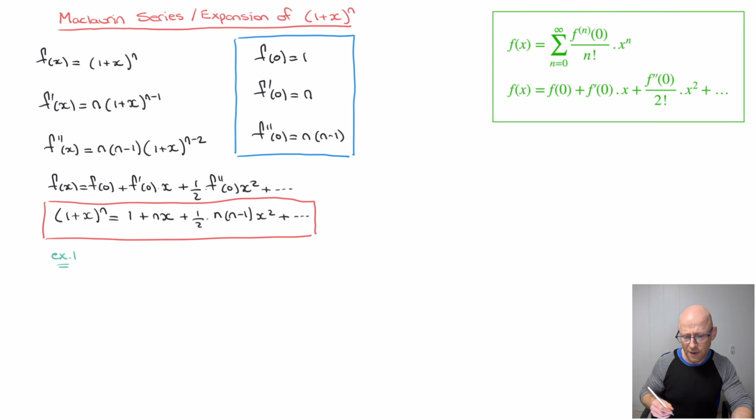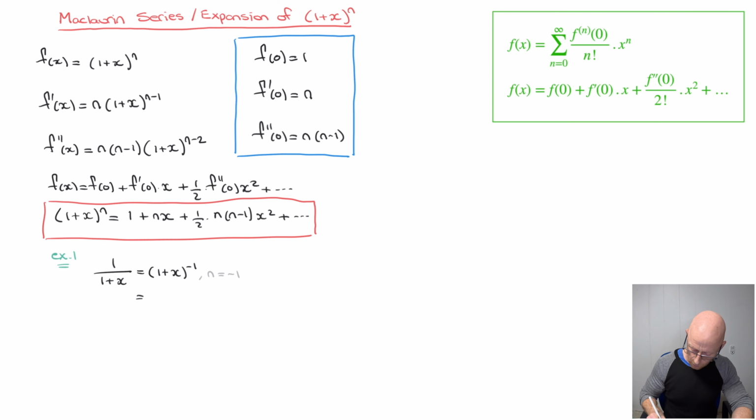As a first example, let's say we want the Maclaurin series for 1 over 1 plus x. Well, the key thing to realize here is 1 over 1 plus x can be rewritten as 1 plus x raised to the power of negative 1. And now comparing 1 plus x raised to the power of negative 1 to 1 plus x raised to the power of n, the only difference here is that n has been replaced by negative 1. So copying the result we obtained here but replacing every n that we see by negative 1 will lead us to the first few terms in the Maclaurin series for 1 over 1 plus x.